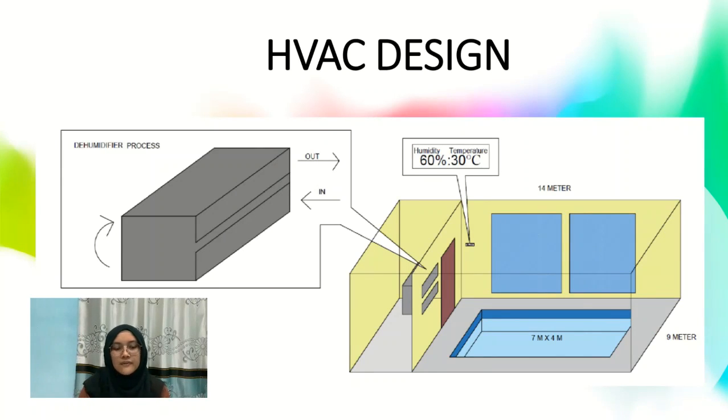So this is our HVAC design, which has a room length of 40 meters and width of 9 meters, and our swimming pool is 7 times 4 meters. From the room we have a storage room, where we put the dehumidifier for the process, and the room is set for humidity 60% and temperature 30 degrees.